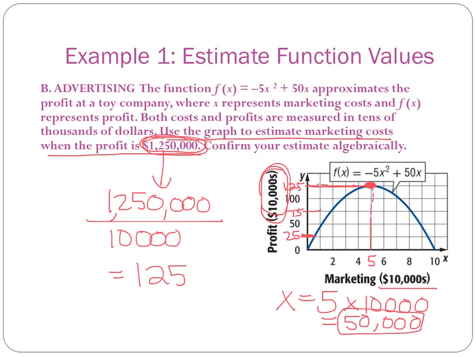Now, what we need to do is confirm our estimate algebraically. So here's my estimate. My estimate is $50,000. I'm going to confirm that by doing some algebra, and I will do that on the next slide.